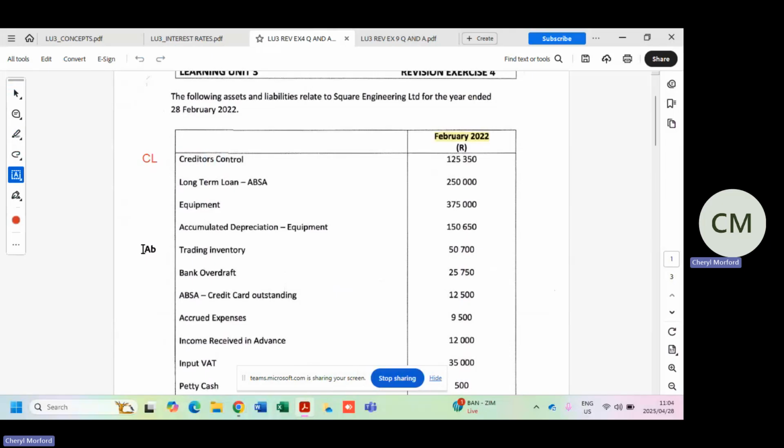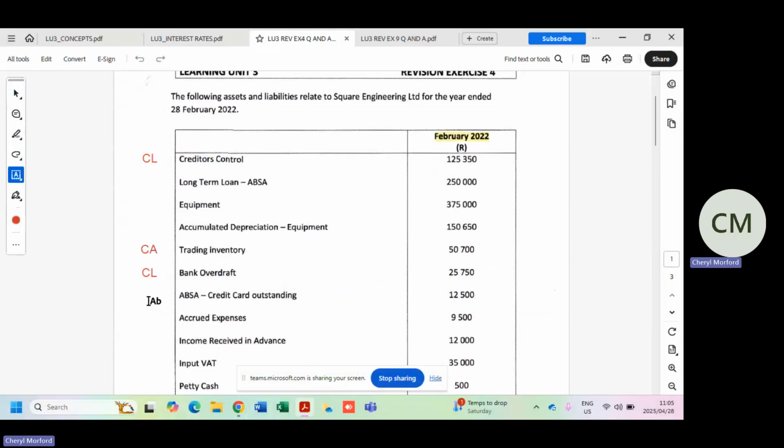Trading inventory, here is something. That is a very standard, typical example of a current asset. Bank could be a tricky one because the bank can either have a positive balance or it can have a negative balance, in which case it's a bank overdraft. So a bank overdraft is a current liability.